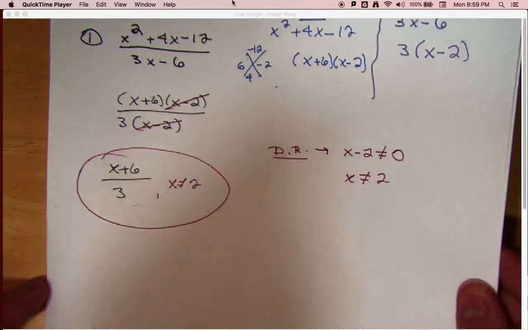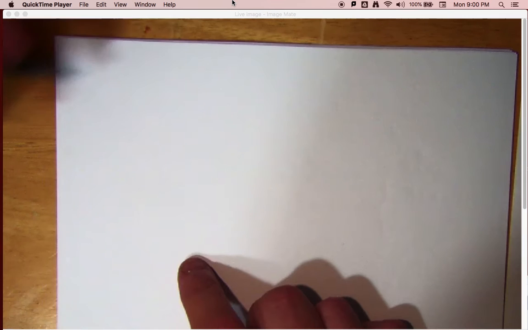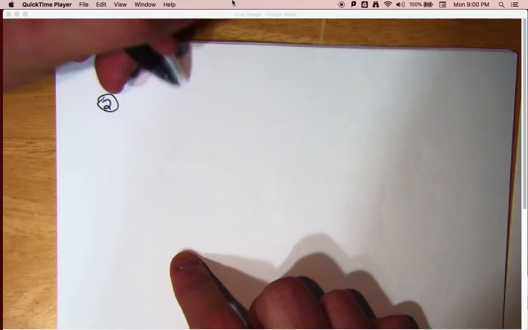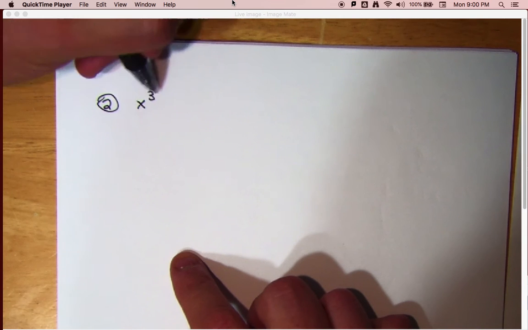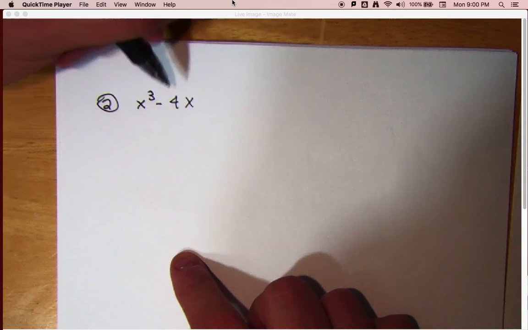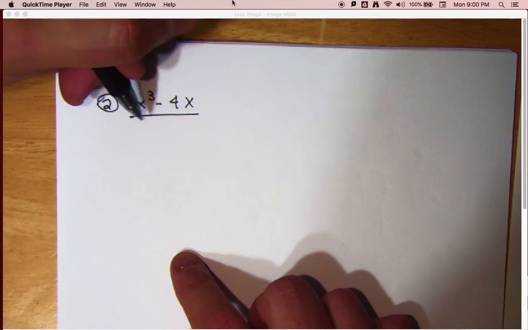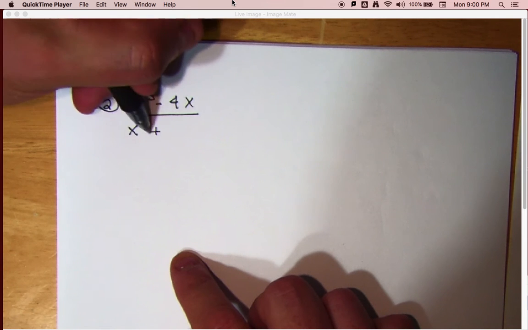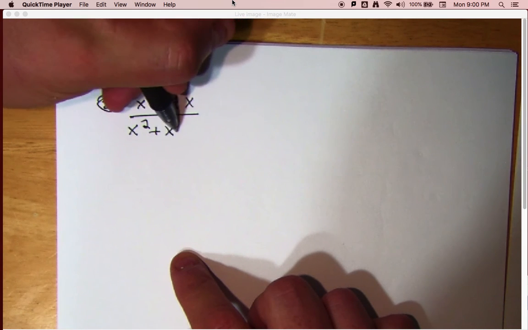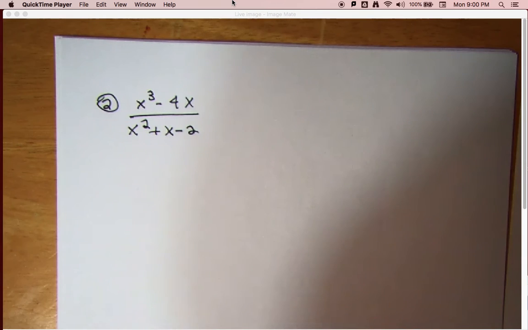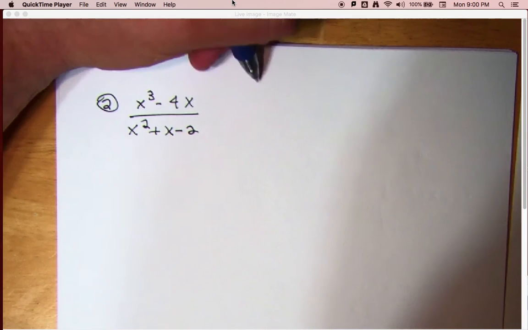All right, let's look at a second example. So, ready? Here we go. All right, so x to the third minus 4x over x squared plus x minus 2. I'm going to pull my numerator off here and factor that.